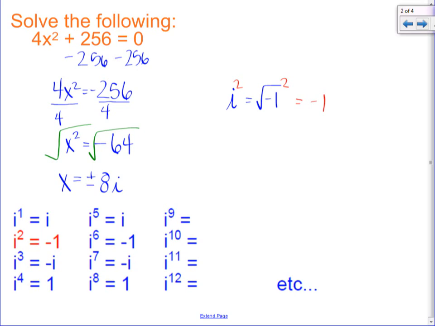The reason that this one is red is because it's the most common one that you'll see. Anytime you see i squared, you just replace it with -1 because they're the same thing. i to the third ends up being -i, and i to the fourth is +1. And then this pattern repeats over and over again, forever.